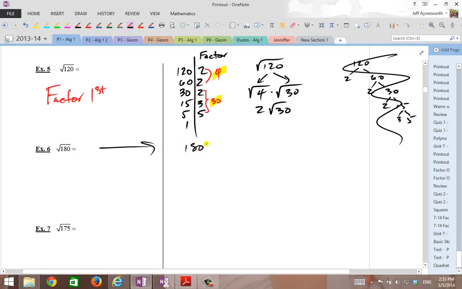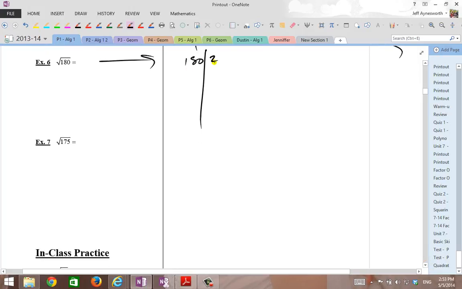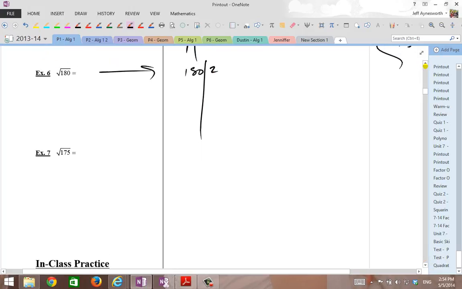So let's take 180 over here and do the same thing. Let's start by dividing it by 2. You can pause the video and work ahead if you'd like, and then press play when you're ready. 180 divided by 2 is 90. Divided by 2 is 45. It's divisible by 5, 9 times. 9 is divisible by 3, 3 times. Divided by 3 is 1.